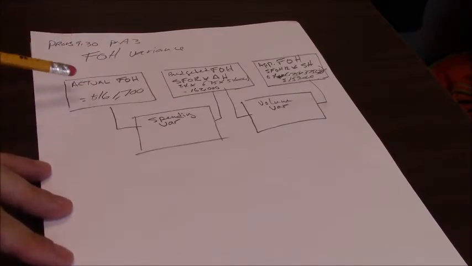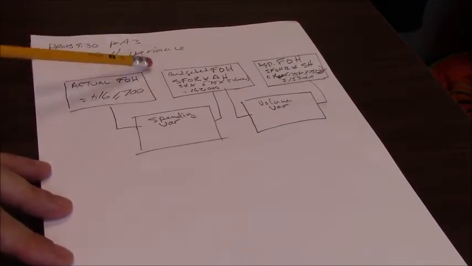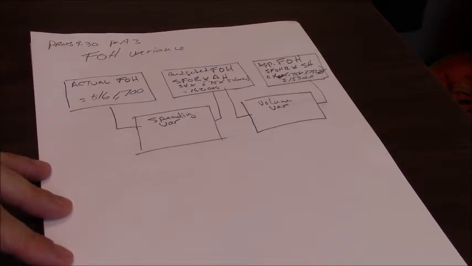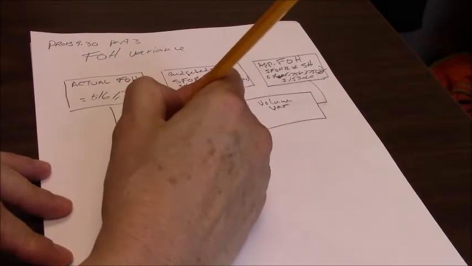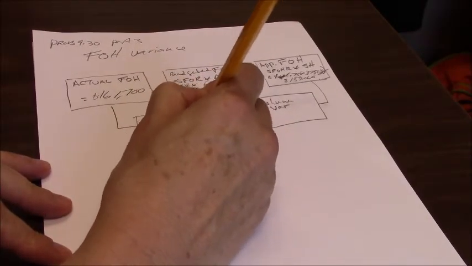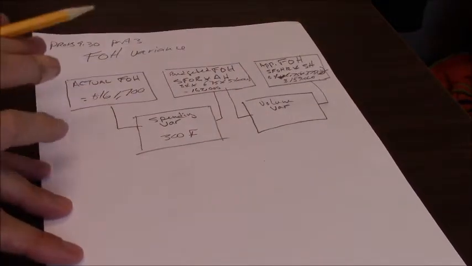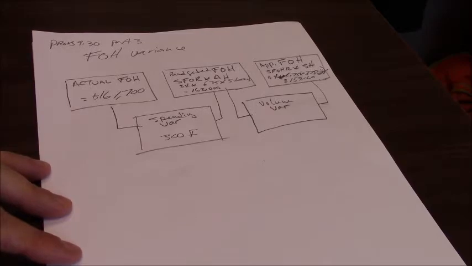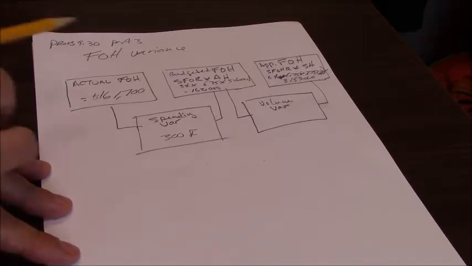So the difference between your actual fixed overhead and your budgeted fixed overhead is your spending variance. 161.7 minus 162 is equal to 300, and that's a favorable variance because you spent less, right? And spending less on an expense increases your net income, so it's net income increasing, so that's a favorable variance.